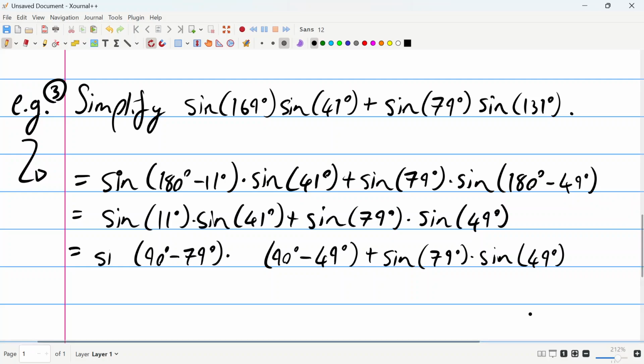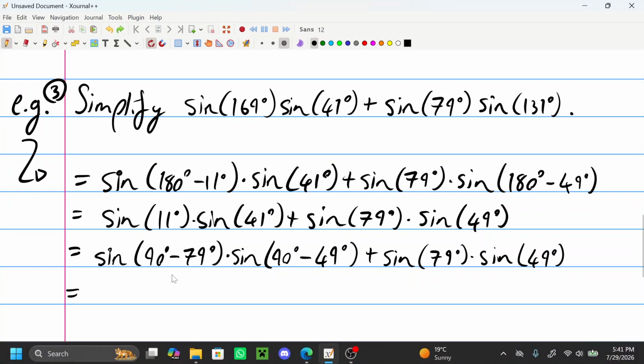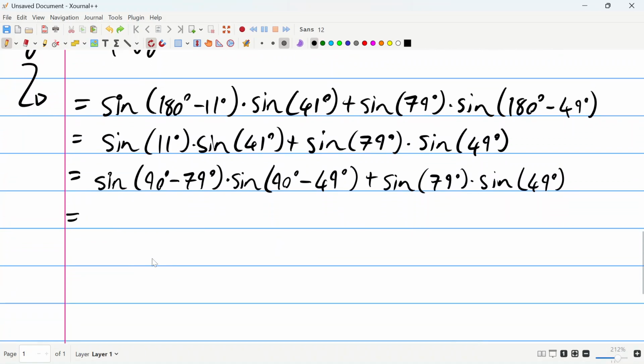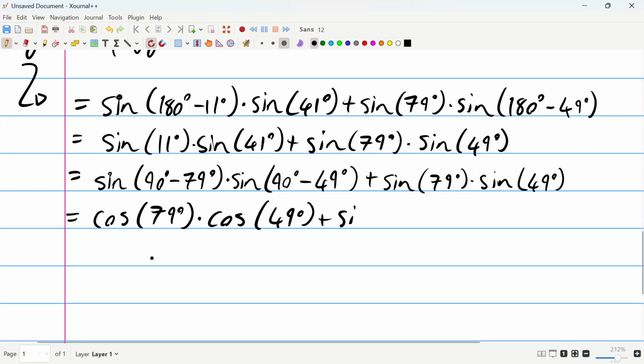So it's still going to be sine. Why? Because 90 degrees minus 79 is the same as 11. So it doesn't change. And this will also still stay as sine. But now, as soon as we take the co-ratio, or as soon as we reduce, then we change it. Okay? So notice how it's in quadrant 1. So it's going to stay positive. This will be cos of the reduced angle, which obviously reduces to 79 degrees. This one will be cos of 49 degrees. This will be plus sine of 79 degrees. This will be sine of 49 degrees, okay?